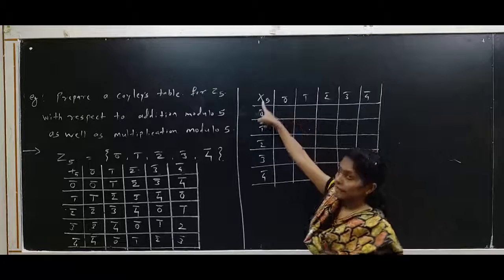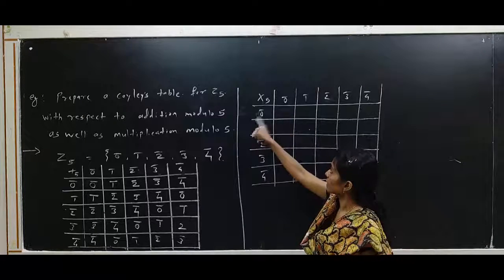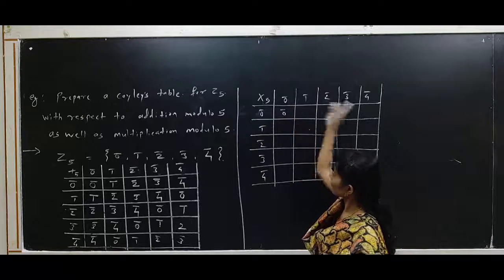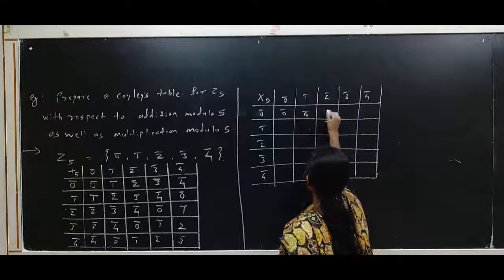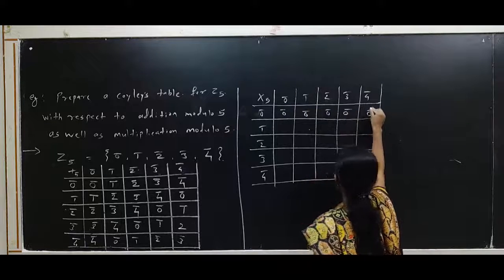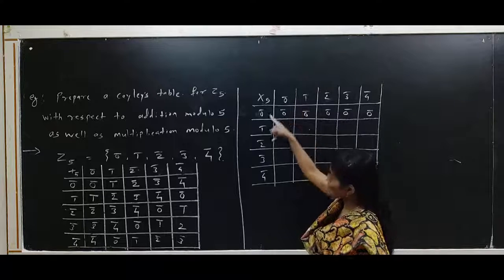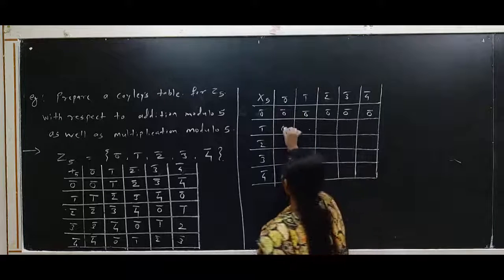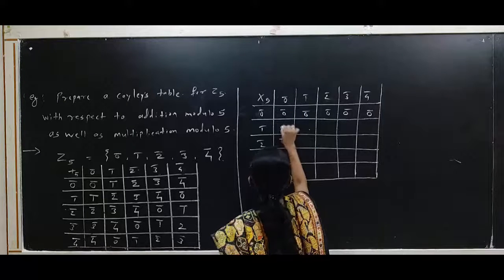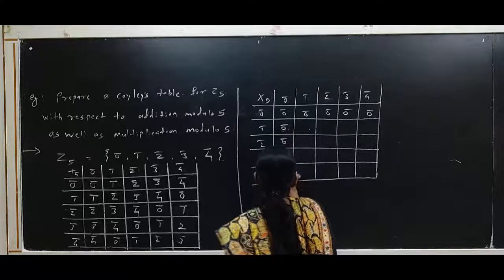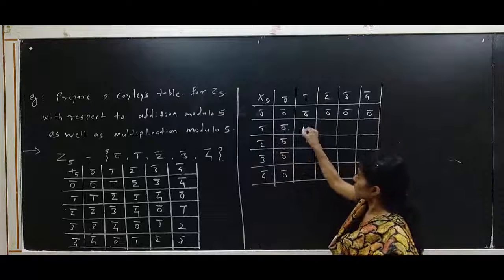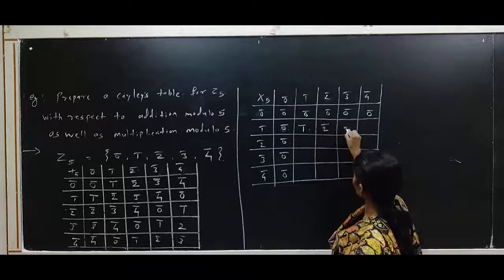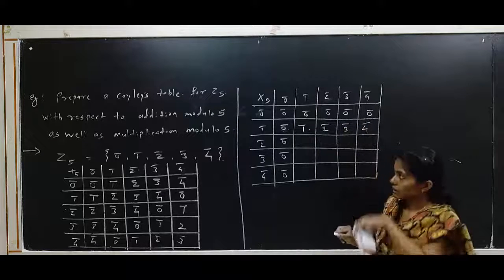Zero into 0, here the operation is multiplication. So 0 into any number is 0. So we get 0 0 0 0 and 0. Similarly in the first column 0 into any number is again 0. So we write here the first column is again 0. Okay, now 1 into 1 is 1, 1 into 2, 1 into 3, 1 into 4, right?